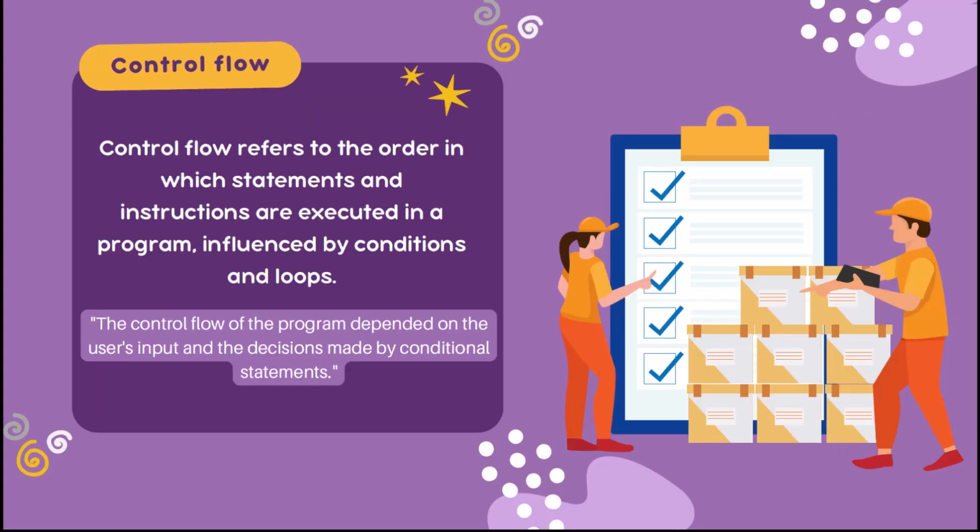Control flow. Control flow refers to the order in which statements and instructions are executed in a program, influenced by conditions and loops. Example: the control flow of the program depended on the user's input and the decisions made by conditional statements.